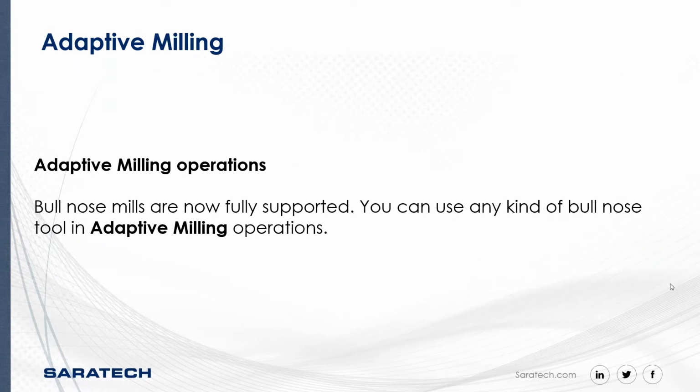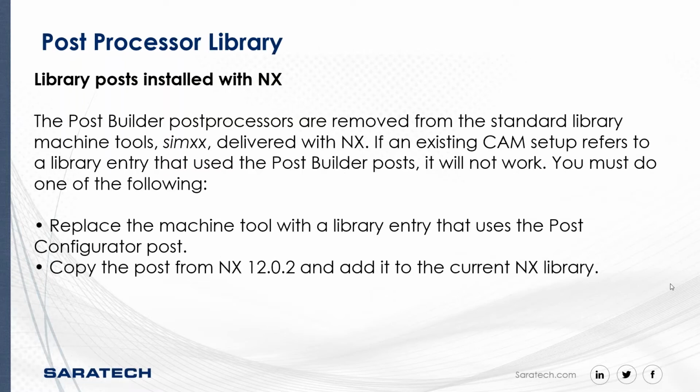Adaptive milling. We now support bullnose. So that was a major advancement in adaptive milling, being able to use bullnose. So now you have a much higher quality of efficiency when it comes to roughing strategies, roughing toolpaths and times.